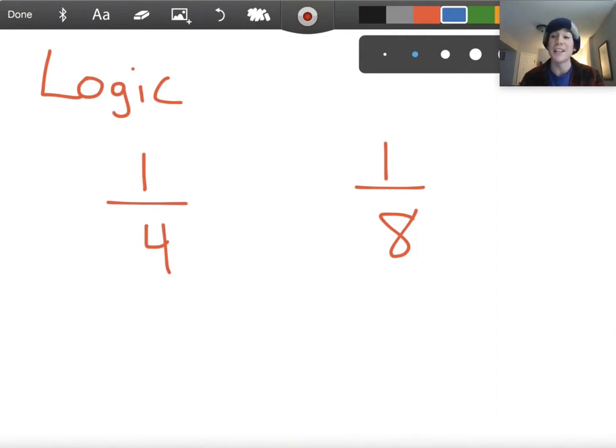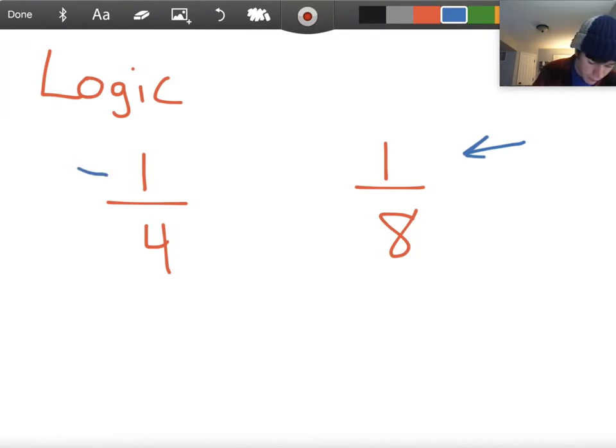We can use the idea of just logic. Logic by just thinking in our brain, what would make sense? Which of these would be larger? One situation where we can do that is when we have numerators that are the same and denominators that are different. So you notice in this case that we have two numerators that are 1. That makes each of these fractions unit fractions. Remember, anytime we have a 1 in the numerator, we have a unit fraction.